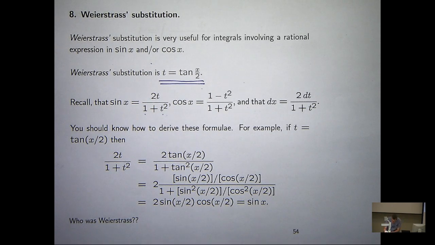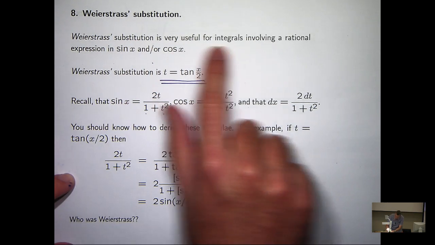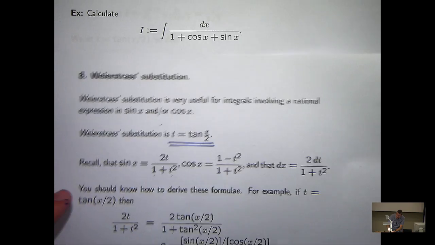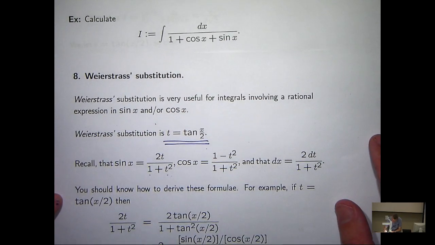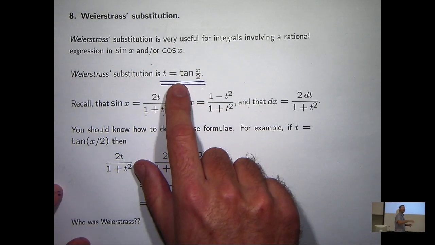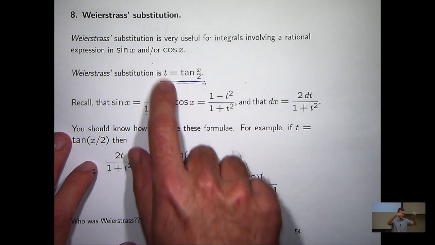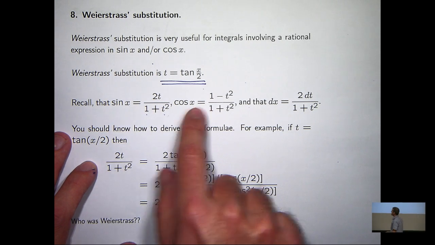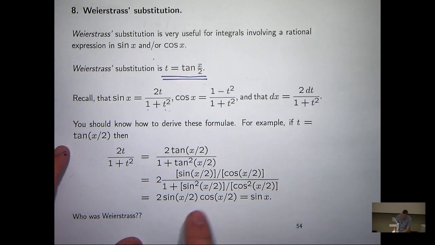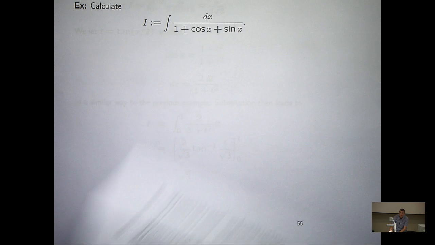Okay, so what's this useful for? The Weierstrass substitution is useful for integrals involving a rational expression in sine and/or cos. So let me just show you something like that. Okay, that's a tough integral. Now, this little magic substitution: under that substitution, you can come up with expressions for sine x, cos x, and the differentials in this form. And I've given you some justification down here. Don't worry too much about that. But let me show you how it works in practice.